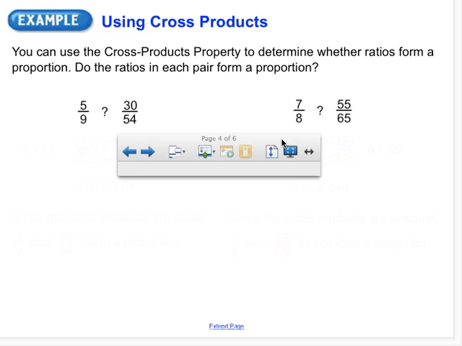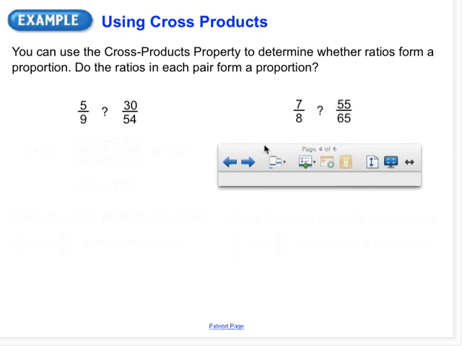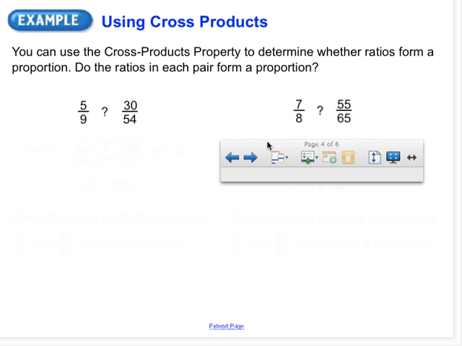Can I get somebody to explain to me the first problem? Is 5/9 and 30/54 a proportion? Let's work that one out first. Who can explain that to me? Somebody I haven't heard from yet. Villatoro, go ahead. Walk me through the process. What's the first thing I need to do? I started with 5 times 54. Okay, 5 times 54, and what else are you supposed to find the product of? 9 times 30. So this is the first step.